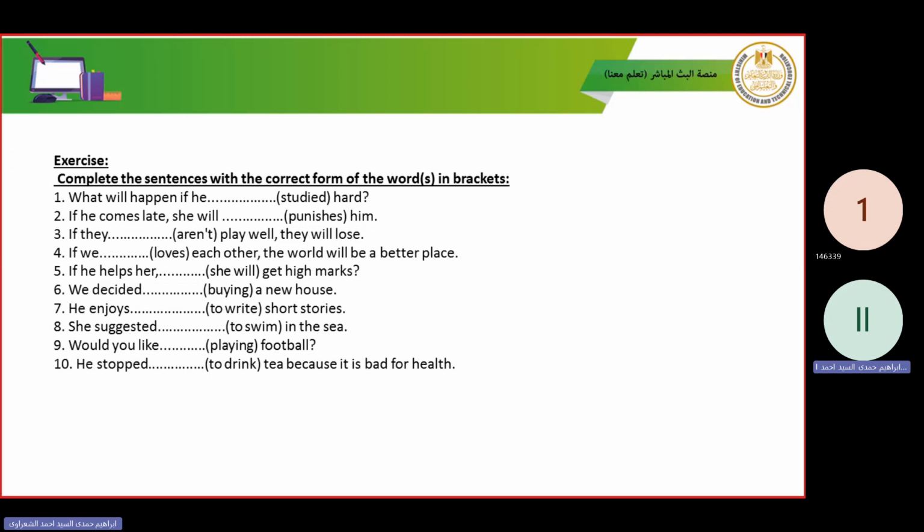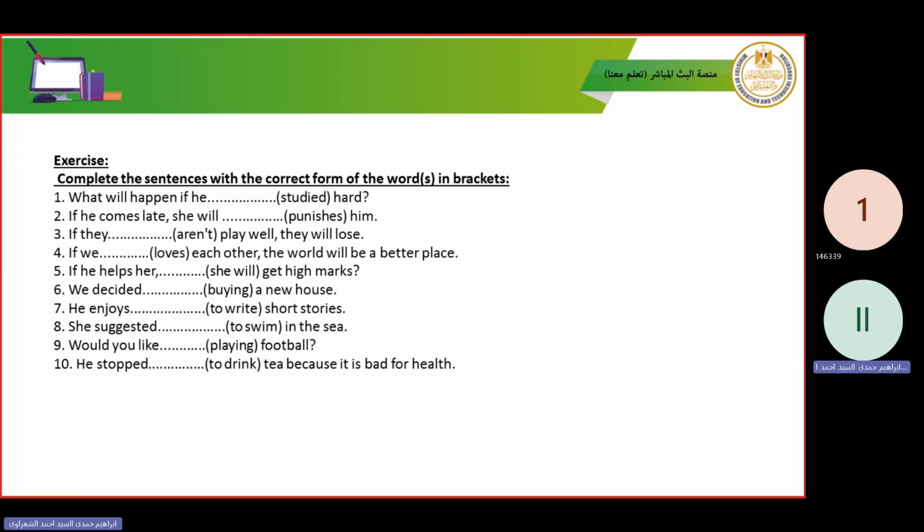Number five, if he helps her, she will get high marks. Can we say "she will get"? No, look at the end of the clause, look at the end of the sentence: question mark. Number six, we decided buying a new house. I said decided buying.